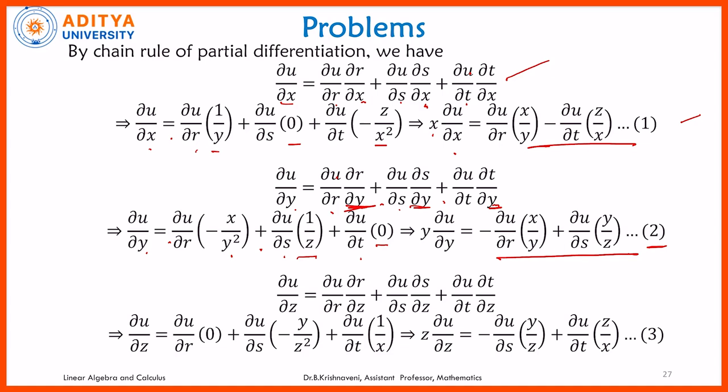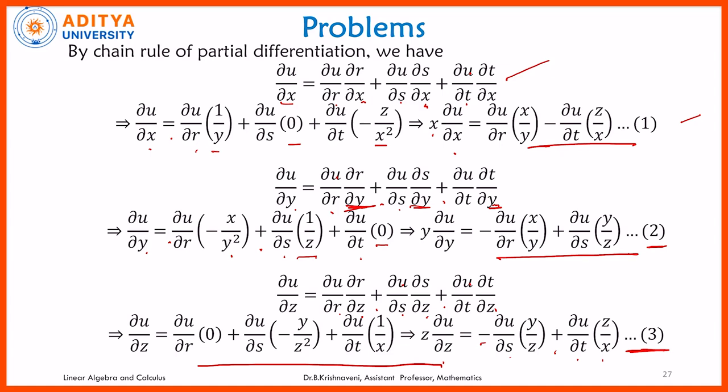Next, find dou u by dou z. By chain rule, this will be equal to dou u by dou r into dou r by dou z plus dou u by dou s into dou s by dou z plus dou u by dou t into dou t by dou z. On doing this, we got z dou u by dou z is equal to minus dou u by dou s into y by z plus dou u by dou t into z by x. Represent that with equation number 3.